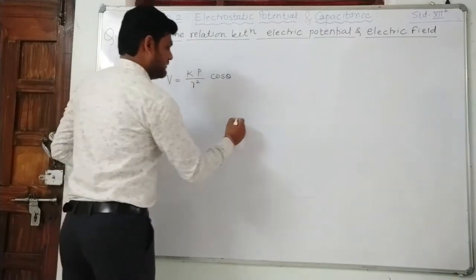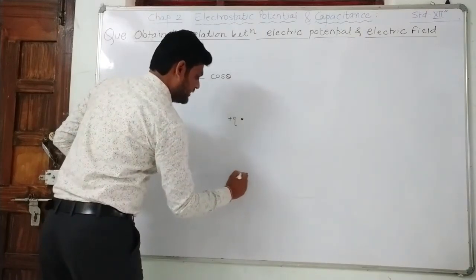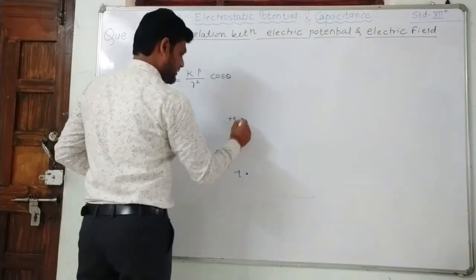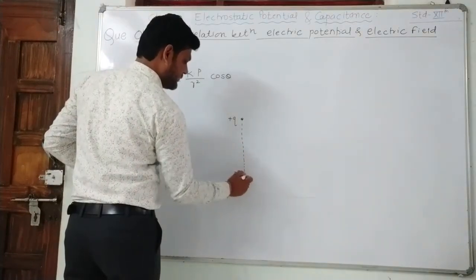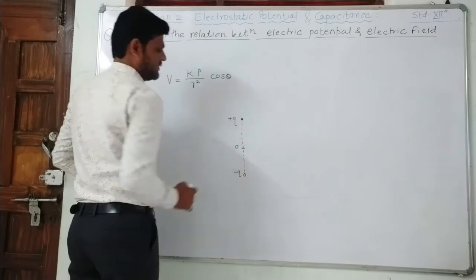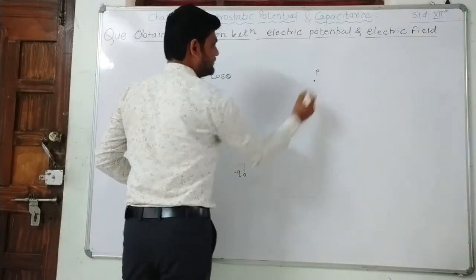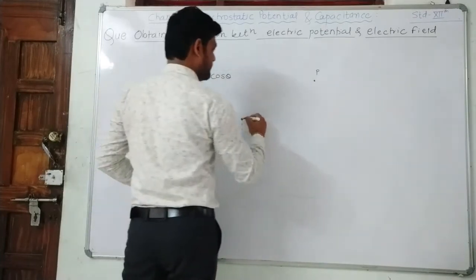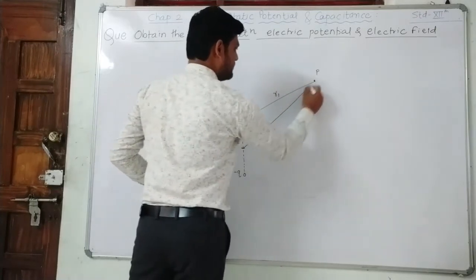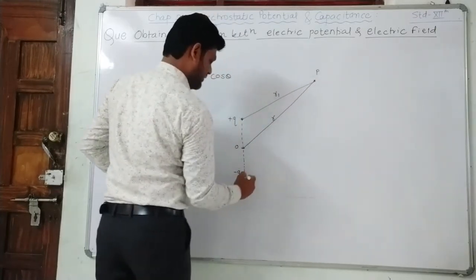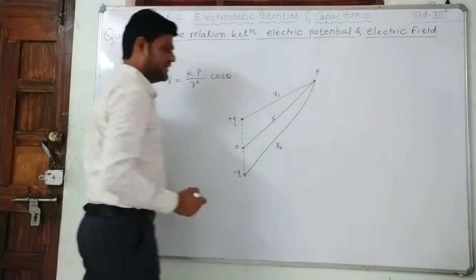See the diagram first of all. Suppose we have the plus Q charge over here and the negative charge over here. These two charges are separated by some distance 2a and this is the center of the dipole. We get a point P over here. The distance of point P from the plus charge is R1, from the center O is R, and from the minus Q charge is R2, that we have studied.